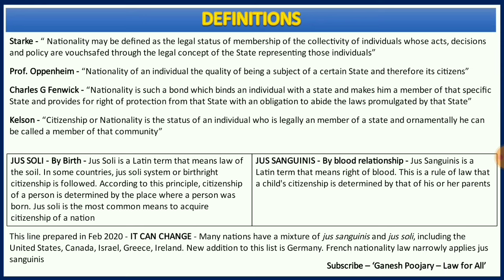Now the last definition I am bringing is from Kelsen, who mixes both citizenship and nationality by saying citizenship or nationality is the status of an individual who is legally a member of a state and ornamentally he can be called a member of that community. Now, community here can be seen as ethnicity or race, or jus sanguinis. So, that is what Kelsen defines when it comes to nationality.